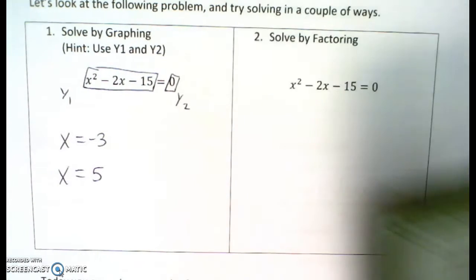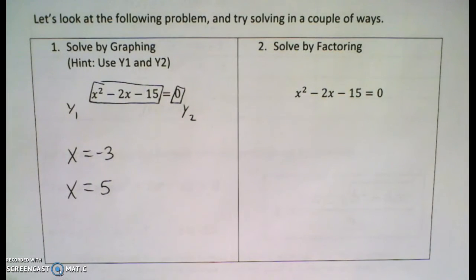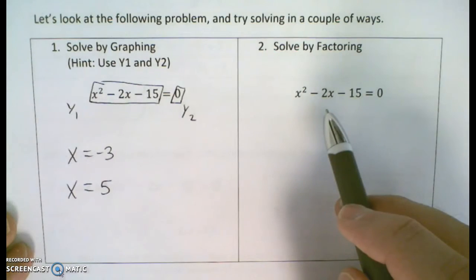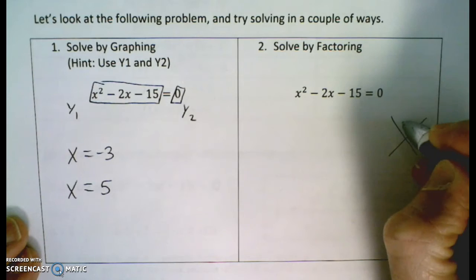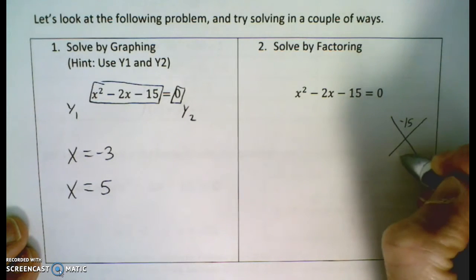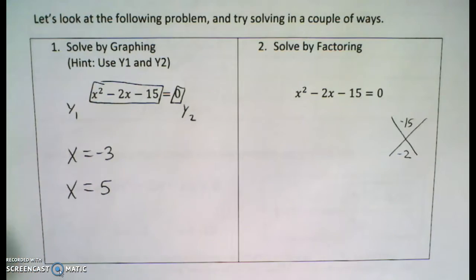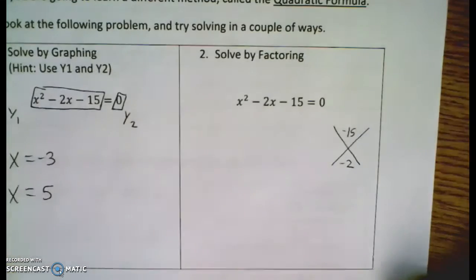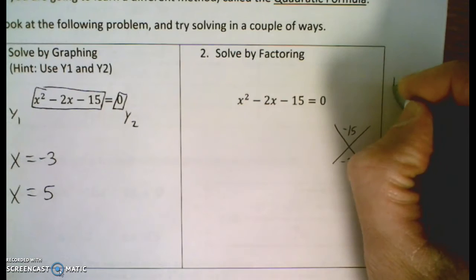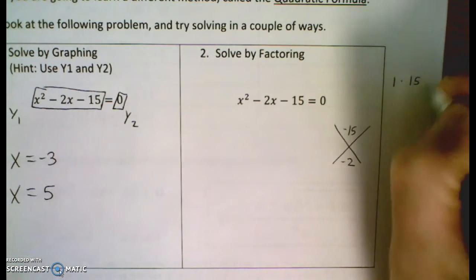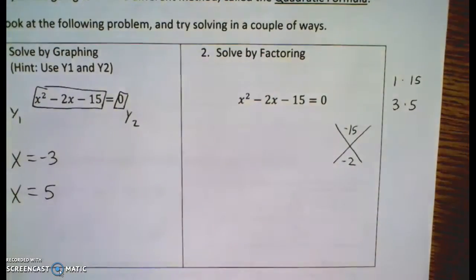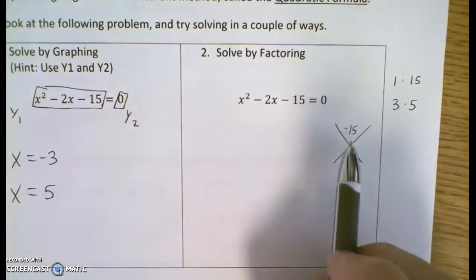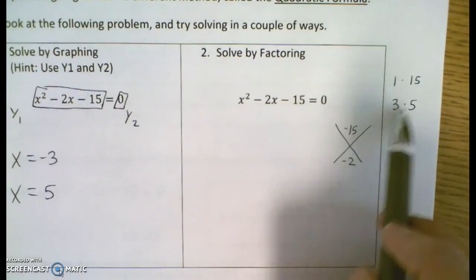The other method we worked on more recently was factoring. So when we factored, remember I asked you to figure out what numbers multiplied together to give you negative 15, and then added together to give you negative 2. We made our little x diagram. So using your factor sheets, we knew that the factors of 15 were 1 and 15 or 3 and 5. And then in order to get negative 15, I need one of these values to be negative.